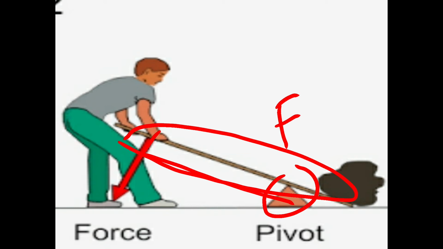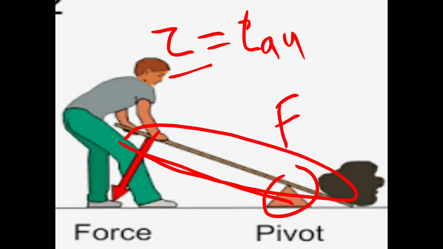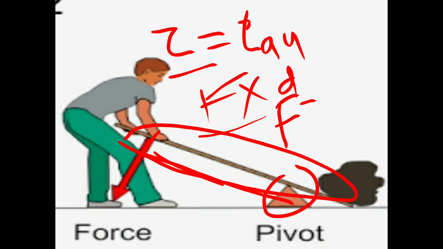Clear? So the turning effect that we are getting, we denote it by tau. This is what? Tau. Remember this sign. This is the sign of turning effect or moment of force. And as we know, the formula is force into the perpendicular distance. This is the perpendicular distance, and here we are applying the force. Here it is making the perpendicular distance.